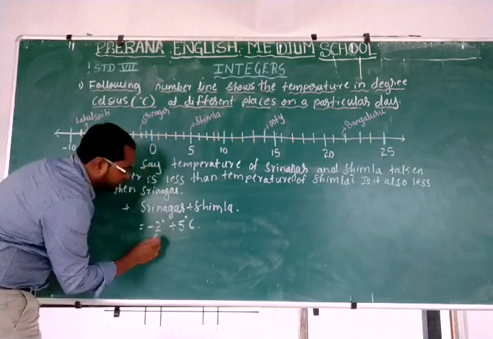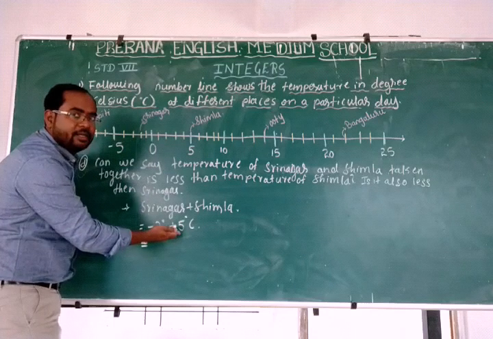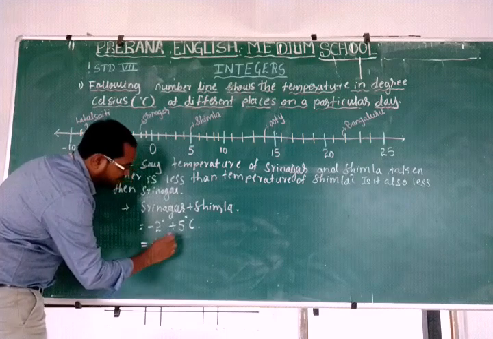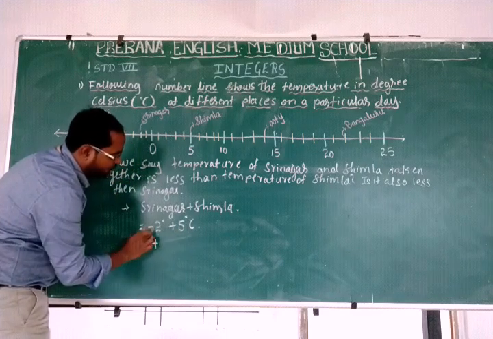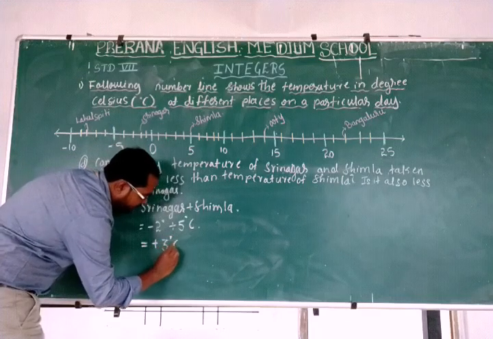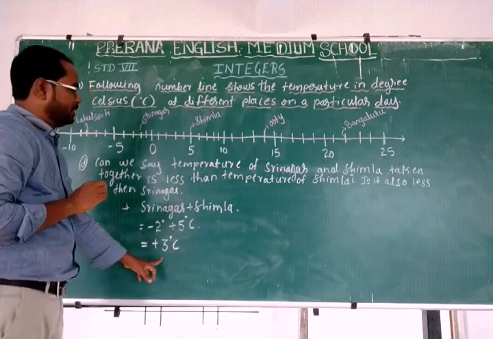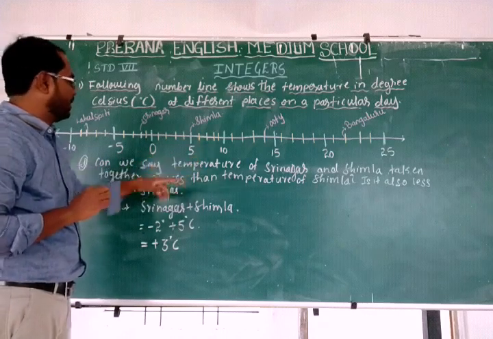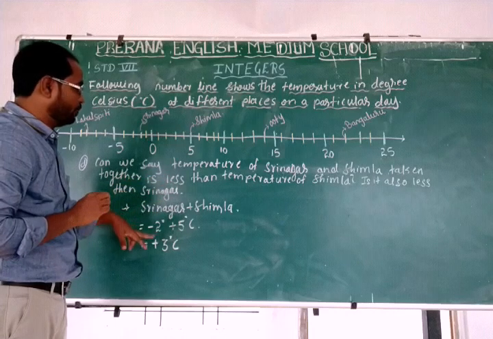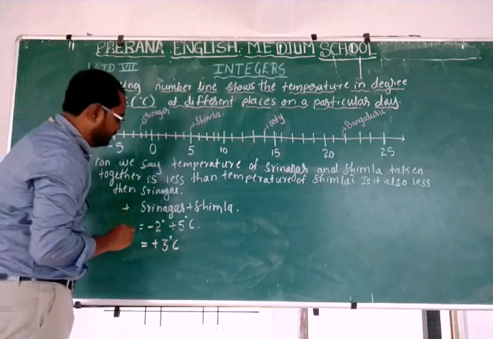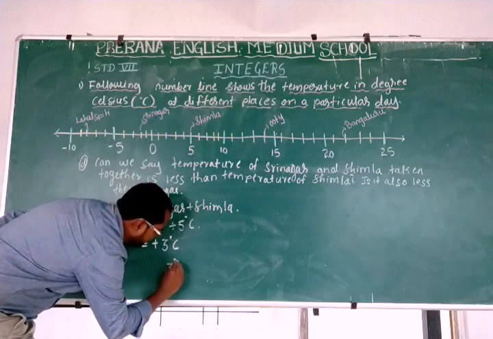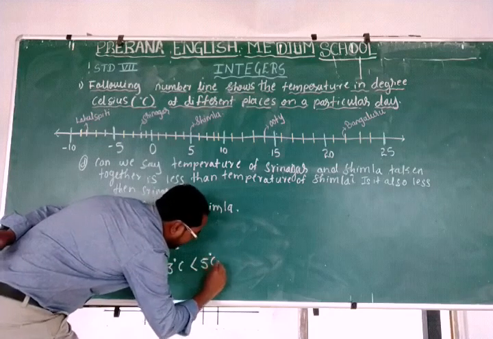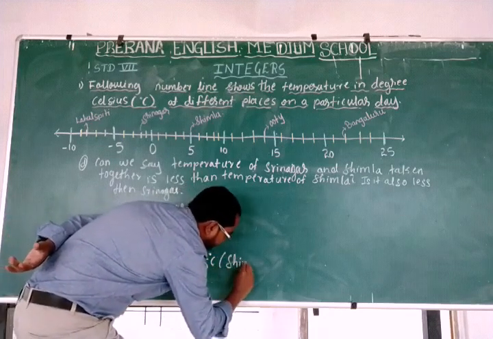So on adding, which one is the greater number here? It is 5. 5 has a plus sign, so write 5 as it is. 5 minus 2 will be 3. It will become 3 degrees Celsius. So can we say that the temperature of Srinagar and Shimla taken together is less than the temperature of Shimla? Yes, it is less, because 3 degrees Celsius is less than 5 degrees Celsius, which is the temperature of Shimla.